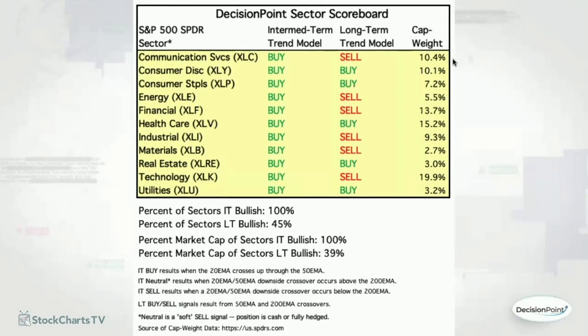As far as the DecisionPoint sector scoreboard goes, we did get 1 new signal for the week. We ended up with a new long-term trend model buy signal for consumer discretionary. So interestingly, it is our first more aggressive sector with a long-term buy signal. Before, and for a while, we've been looking at long-term buy signals only in those defensive areas, being utilities, real estate, healthcare, and consumer staples. So interesting. It probably says some good things for the market, of course, if you see a long-term buy signal coming in on a more aggressive sector.